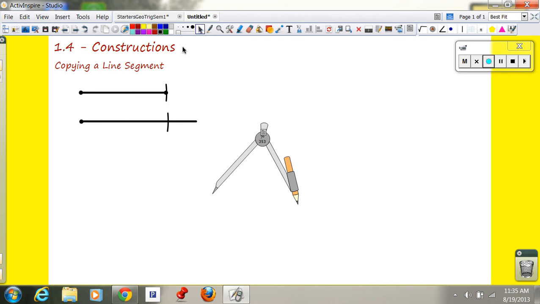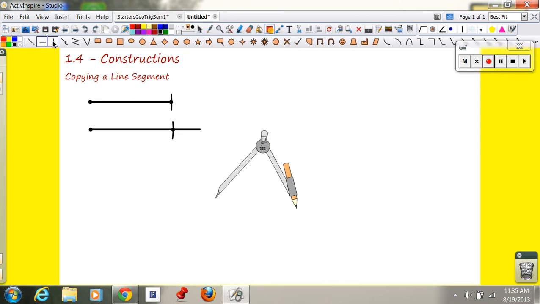And then all you have to do to finish it up is put the dot where the arc and your segment intersect. And you have the exact same segment. It would also be a good idea to put in two tick marks here. Now, I told you before that tick marks mean that they're congruent. So that means these two segments are exactly the same. One would fit on top of the other. They are congruent.